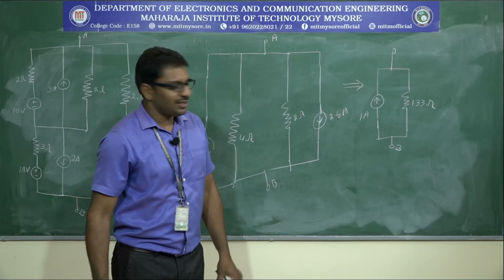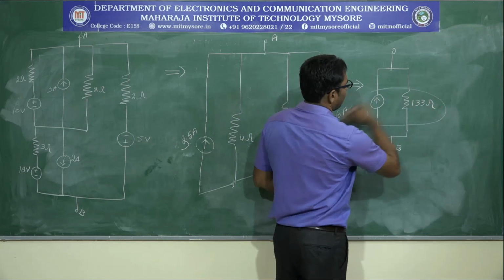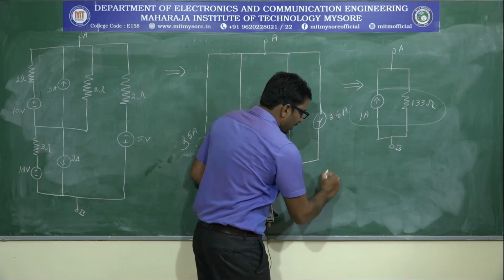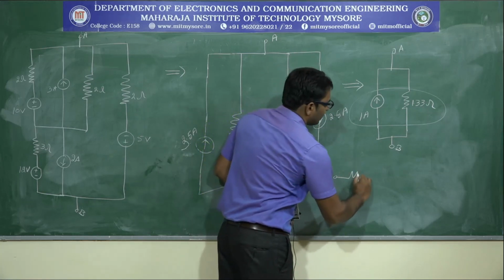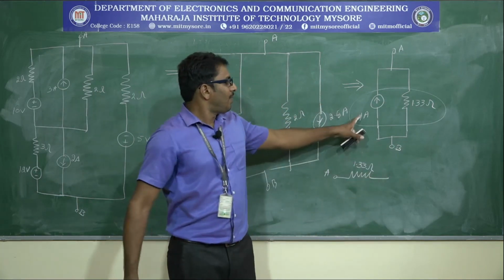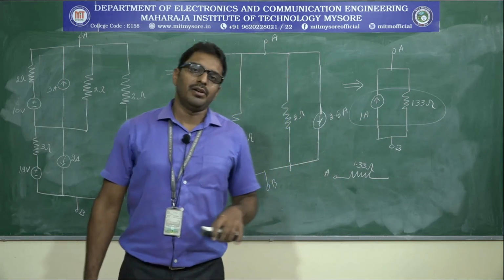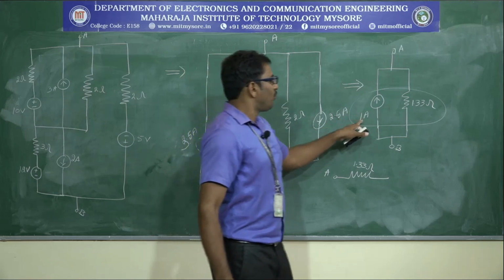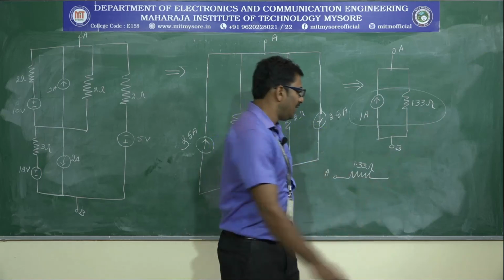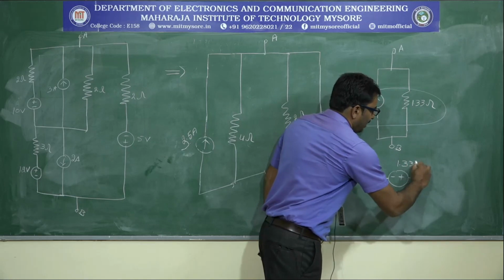We can still reduce the circuit into its simplest form by converting this practical current source back into a voltage source. First let me draw a terminal here, A. Next let me draw the internal resistance, 1.33 ohm. By knowing the current and resistance, we can find the voltage. V is equal to I into R. I is equal to 1, R is equal to 1.33. 1 into 1.33, 1.33 volts. So the direction is minus to plus, 1.33 volts.